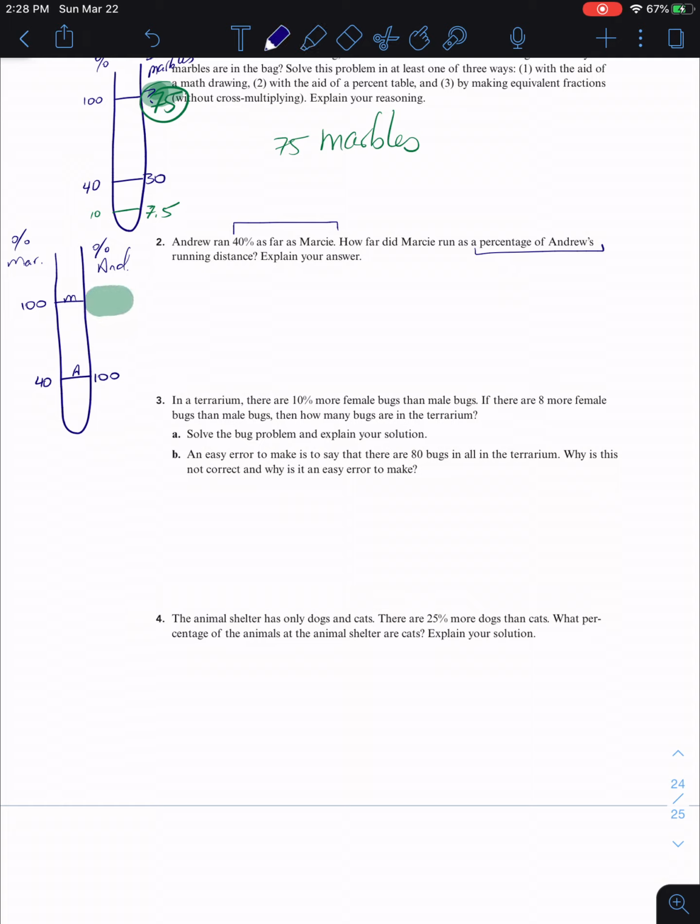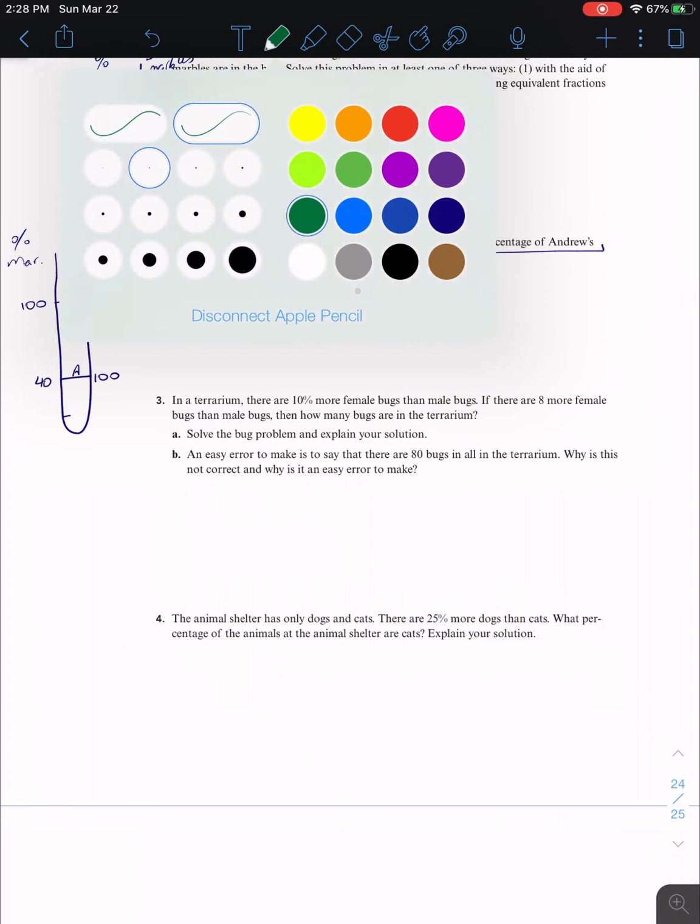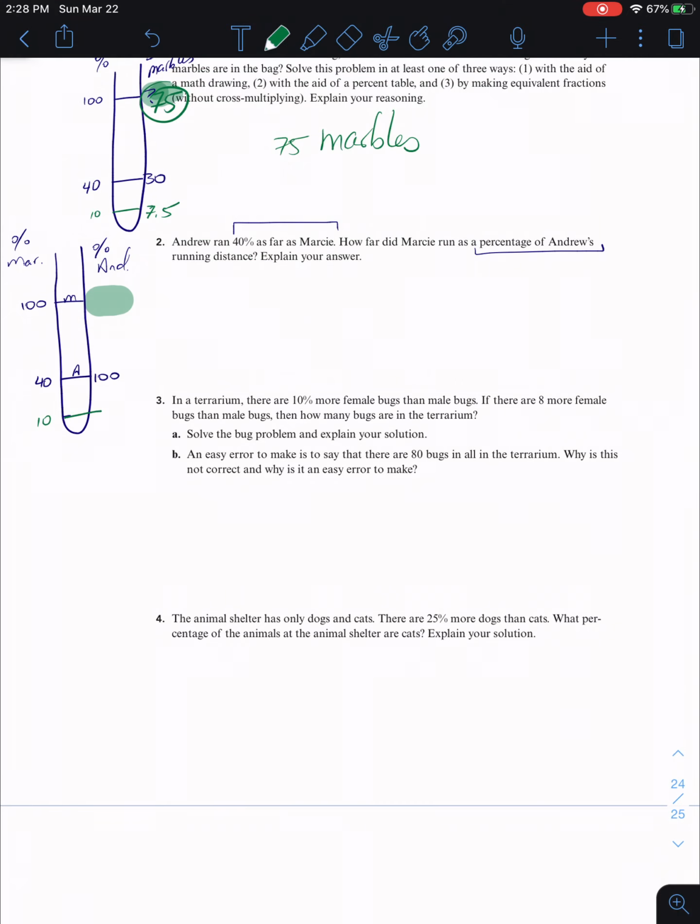Well, let's see. Let's go back to green. We can figure out 10%. Right, divide by 4, that's 25. And then if 10% of Marcy is 25% of Andrew, then 100% of Marcy is 250% of Andrew. So Marcy ran 250% of Andrew's distance. Right, and it's over 100, which makes perfect sense because Andrew's 100% is much less than Marcy's.